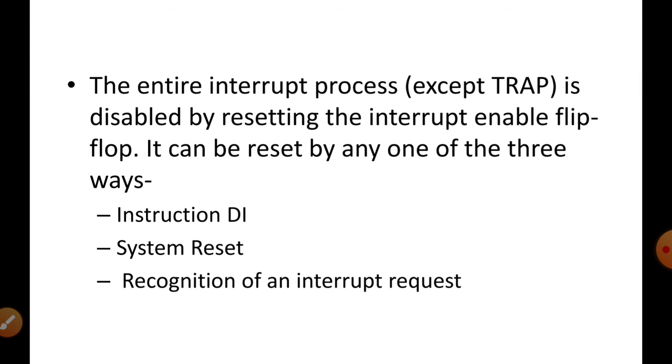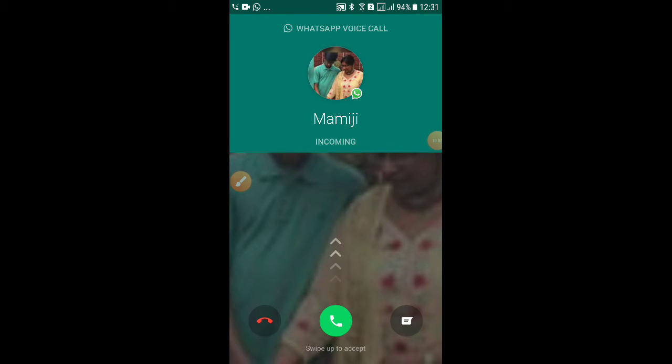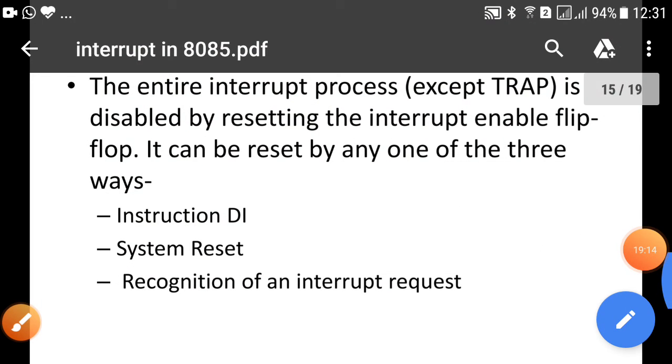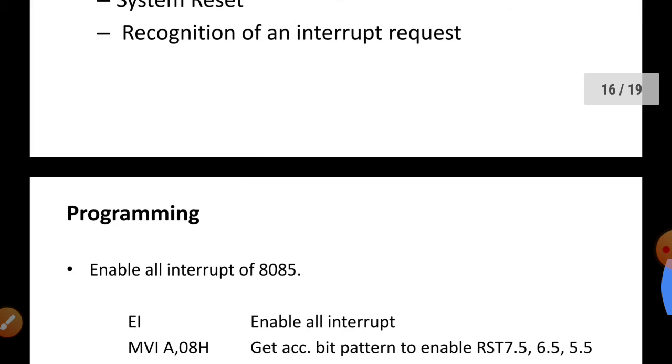Now, the entire interrupt process can be disabled by resetting the interrupt enable flip flop by using the DI instruction, or if we give a system reset, or if any interrupt is recognized, it is automatically reset.